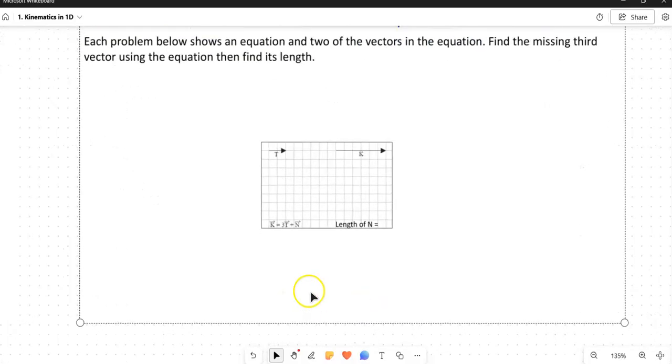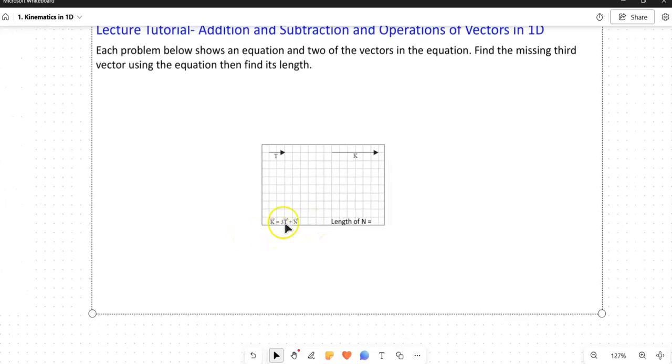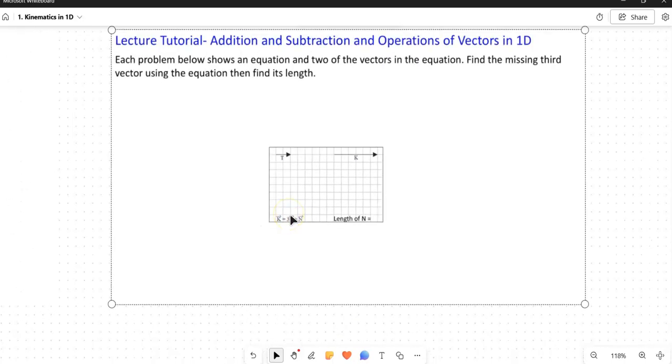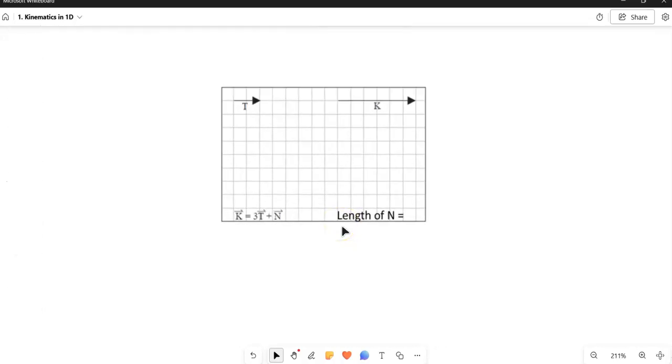All right. So what you're supposed to do is you're given the operator right here. In this case, the k vector is equal to 3 times the t vector plus n. So in this problem, we are supposed to figure out what is the length of n, and we're supposed to use vector addition to do it. But you could also verify that using the mathematics. Okay. So what we're going to do is manipulate the operator in order to find out what n should be.